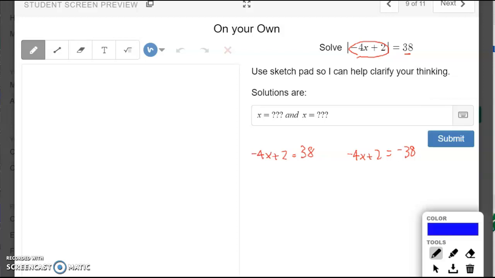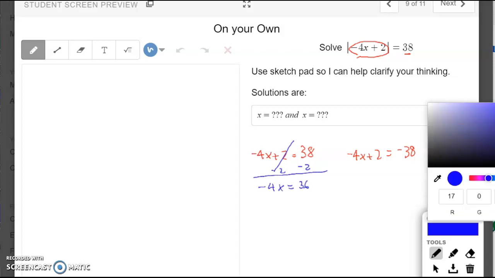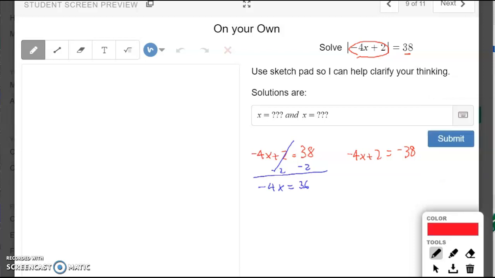I need to subtract 2 from both sides to get rid of this positive 2, and you are left with negative 4x is equal to 38 minus 2, which is 36. Then from here, you divide both sides by negative 4, and you're left with x is equal to 36 divided by 4 is 9. Positive divided by negative is negative, so x is equal to negative 9.